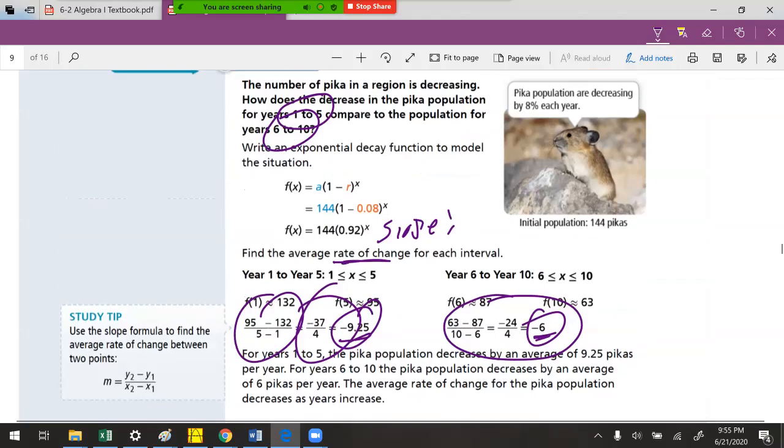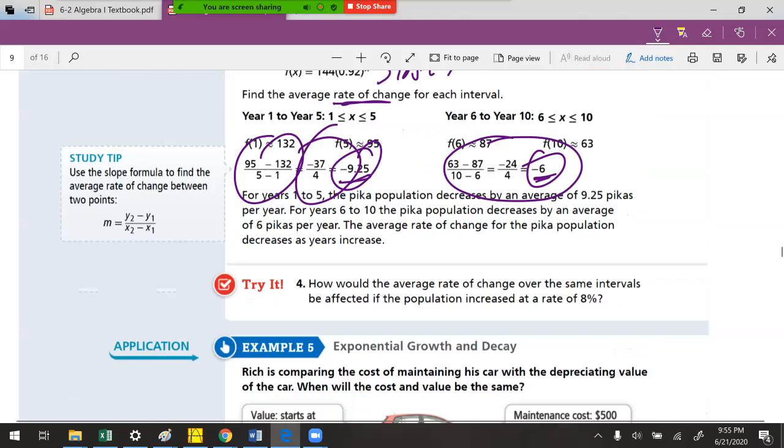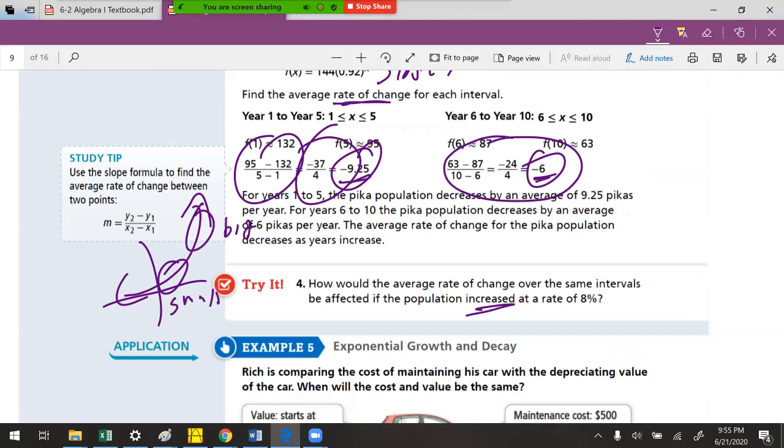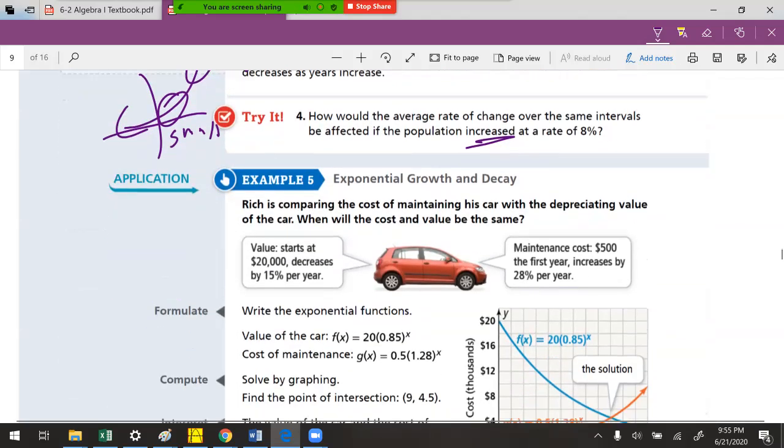So now notice this. How would the average rate of change over the same intervals be affected if it increased? The graph instead is going to do this. That means 6 through 10 is actually going to increase more than 1 through 5, because notice how here it's smaller, right here it's bigger. Very important.